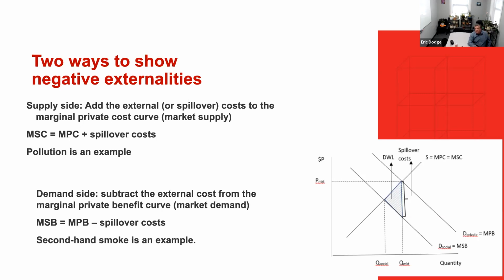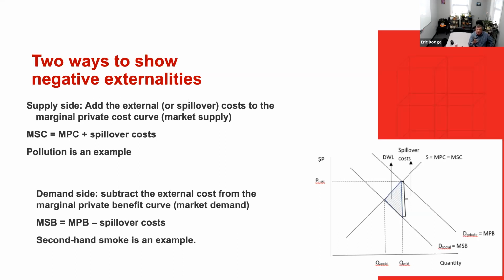So on a graph, you would see this as a difference on the demand side. Demand private is the marginal private benefit from people who like to smoke cigarettes. The subtraction of the spillover cost shows the marginal social benefit that lies vertically below the marginal private benefit.